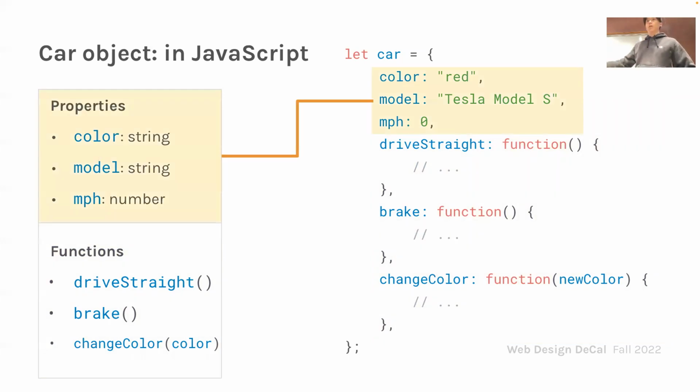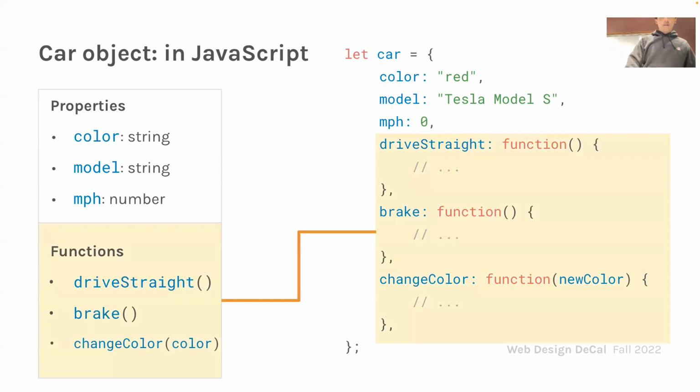This shows how the color, model, and miles per hour are defined. And then this shows where the functions are defined within this car object.